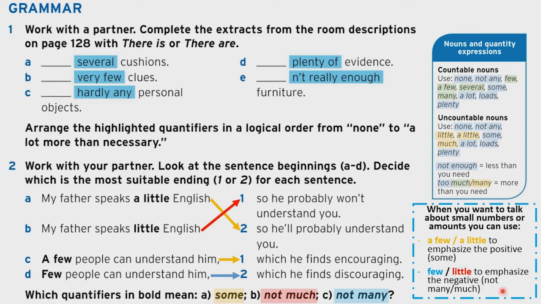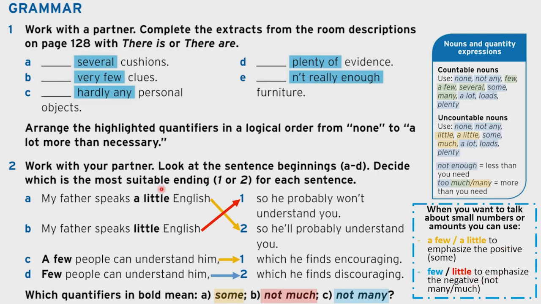Again, imagine that they invite you to travel to another place. And you say, I have little money. So this means that you don't have a lot of money and that you cannot go because of that reason. So that is the difference. When you say the article a, it is to emphasize the positive, and when you don't say it, it is to emphasize the negative. Right?